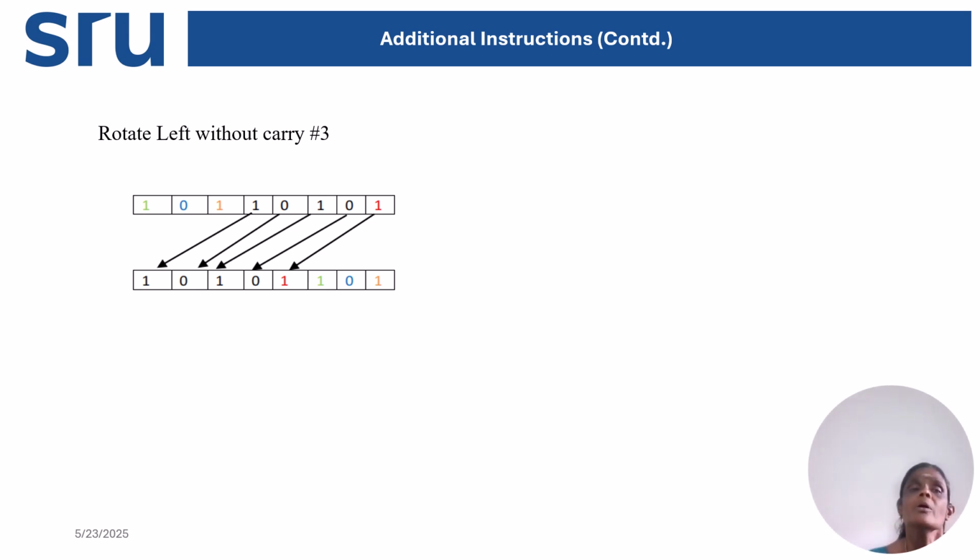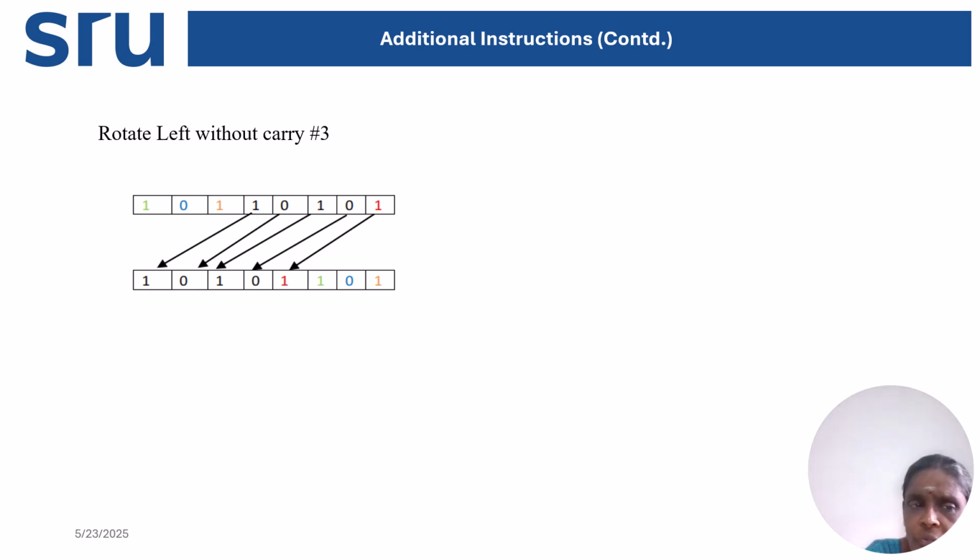Next one, rotate. Rotation is otherwise called circular shift. The first one is rotate left without carry. Without carry, in this case we are going to rotate by 3 bits. In the problem, the example input is 1 0 1 1 1 0 1 0 1. So, 3 bits left.